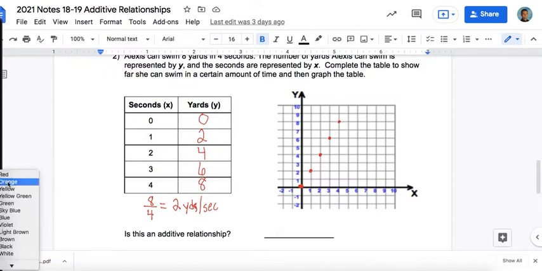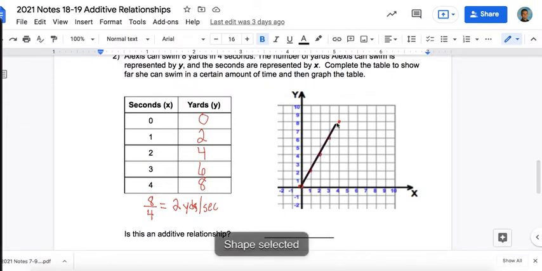Okay, I'm going to use my ruler to connect here. And we're not going to have negative seconds, so we're not going to put arrows on both ends. This time you can see it goes through the origin. And we know if it goes through an origin, it's a proportional relationship. So is this additive? No, it's not. So we've got to figure out what we're multiplying by.